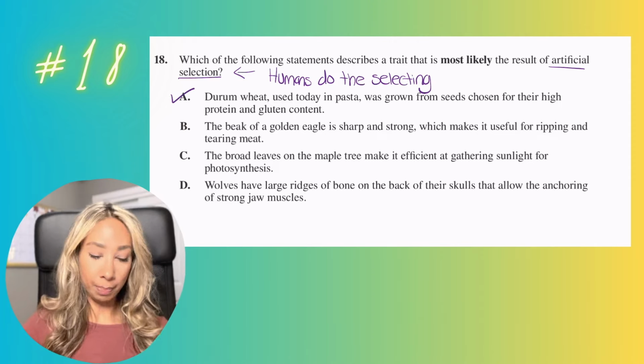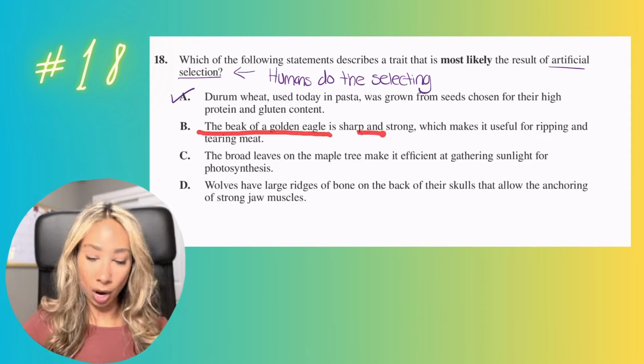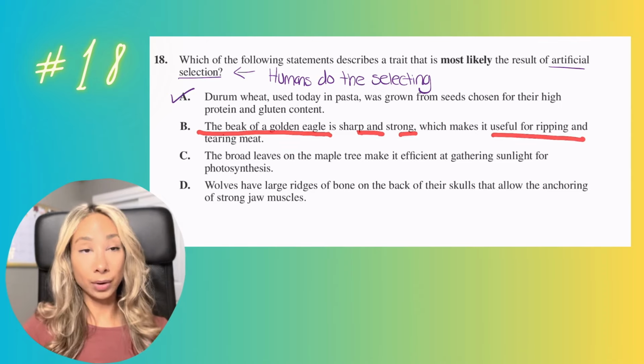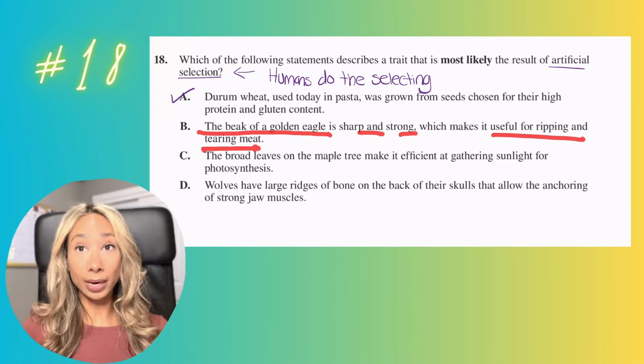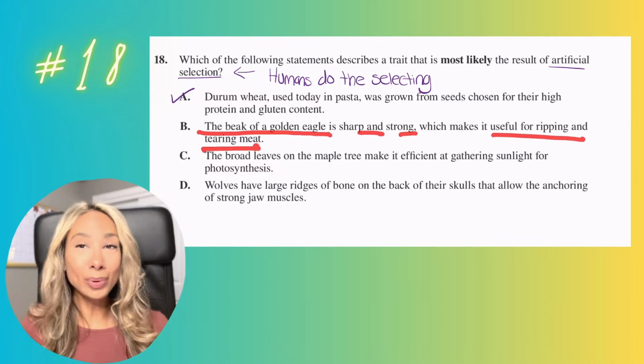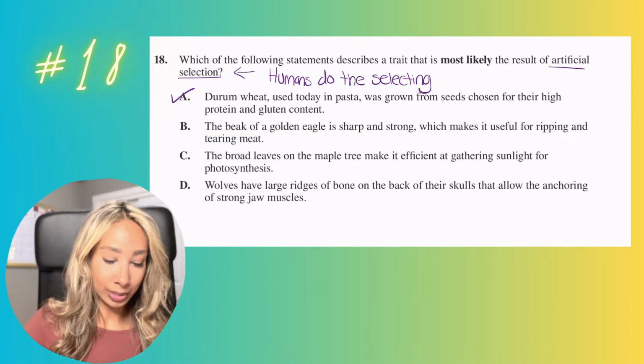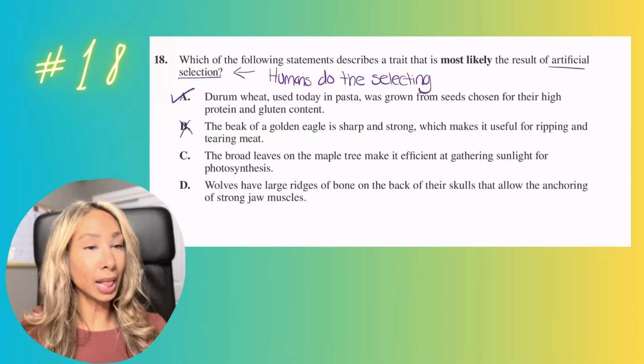Option B says the beak of a golden eagle is sharp and strong, which makes it useful for ripping and tearing meats. So that's a really cool adaptation that's shaped by its environment, but we didn't really select for it. It just naturally did that. So that one would be more natural selection.